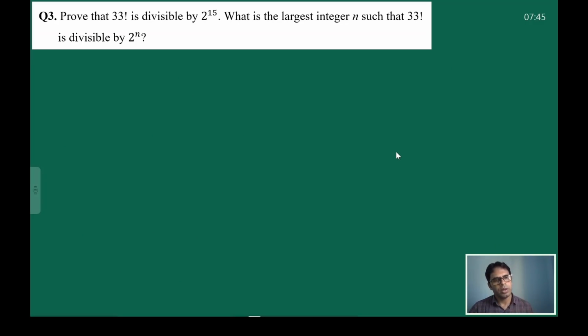So this is our new question. Prove that factorial 33 is divisible by 2 to the power 15, and what is the largest integer n such that factorial 33 is divisible by 2 to the power n.